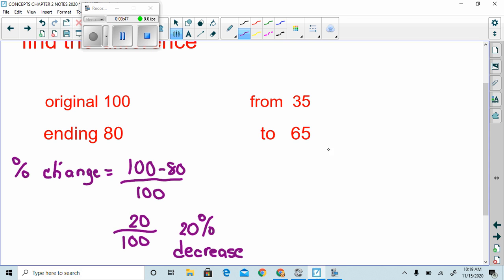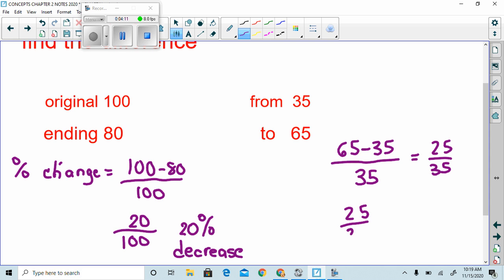Percent change is now the difference. Let's subtract 65 minus 35. What number goes down as the base? The starting or the original amount, what it starts from. Now go ahead and subtract. So as I'm looking at this, this will give me 25 over 35. So now I have this 25 to 35 ratio, and that's going to equal x over 100.